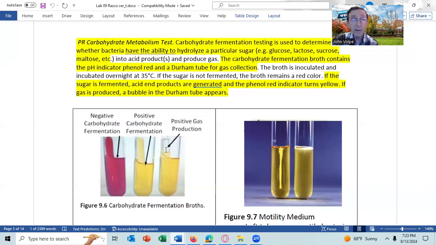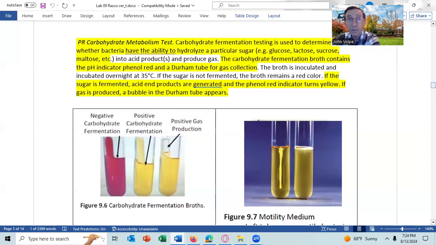Now remember, in the carbohydrate metabolism test, you're looking at the fermentation of one sugar. And you can test all the different sugars. You just have a glucose fermentation test, lactose fermentation test, etc. But it all falls under the carbohydrate metabolism test. And in the unknown project, you'll find it under carbohydrate metabolism.